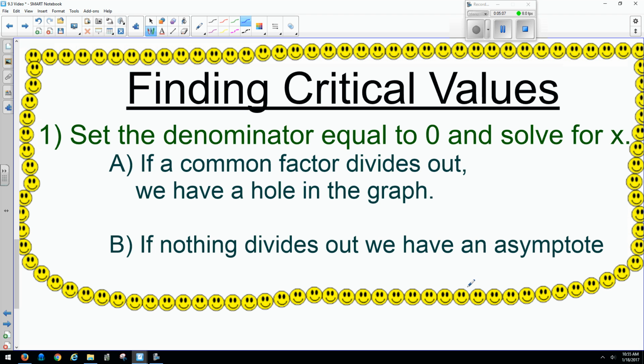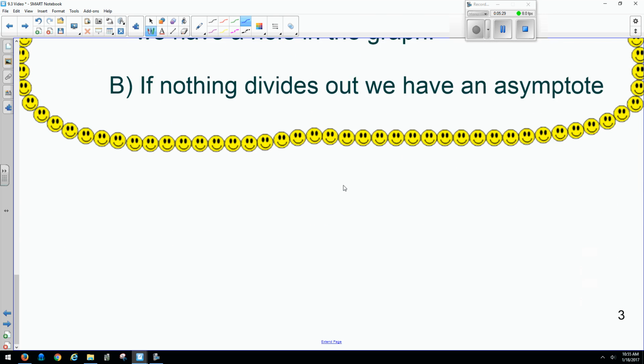So you can take a minute to write this down. You can pause it if you need to. This just kind of gives us the procedure for finding critical values. So we're going to set the denominator equal to 0 and solve for x. If we factor it out and there's a factor that divides out, it is actually going to be a hole in the graph instead of an asymptote in the graph. So we'll talk a little bit more about that in the next example.